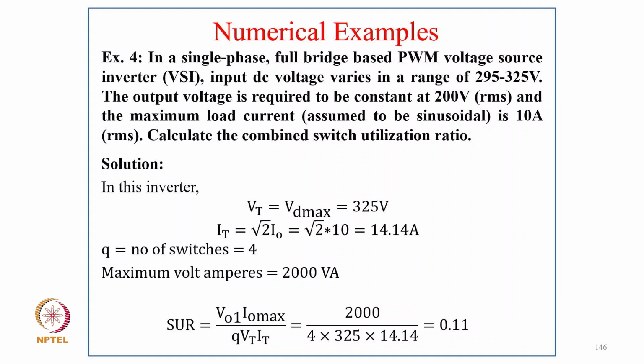Calculate the combined switch utilization ratio. In this inverter, VT equal to VD max equal to 325, IT equal to root 2 times I0, that becomes 14.48, and the number of switches is 4. The maximum volt ampere is 2000. So switch utilization is VO1 IO max divided by Q VT IT. Putting in the values, it comes to 0.11.